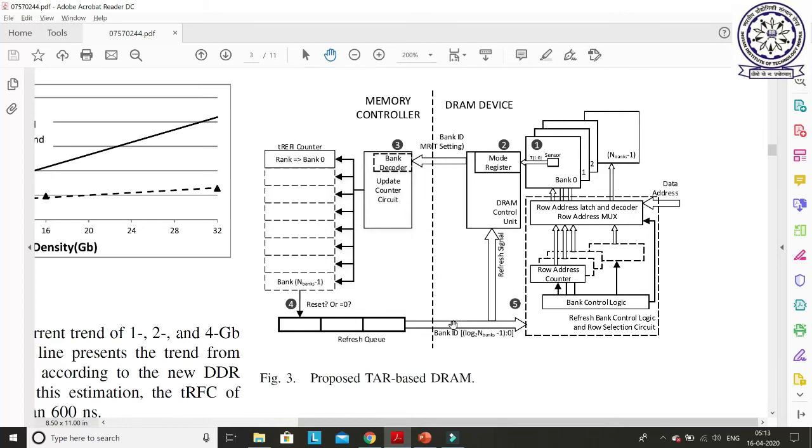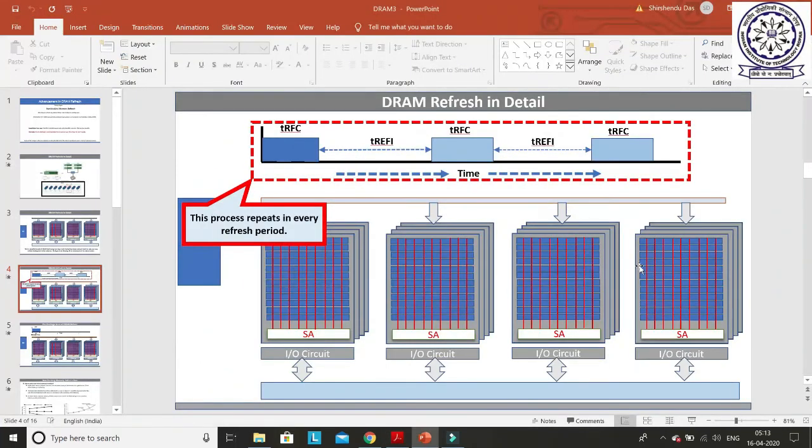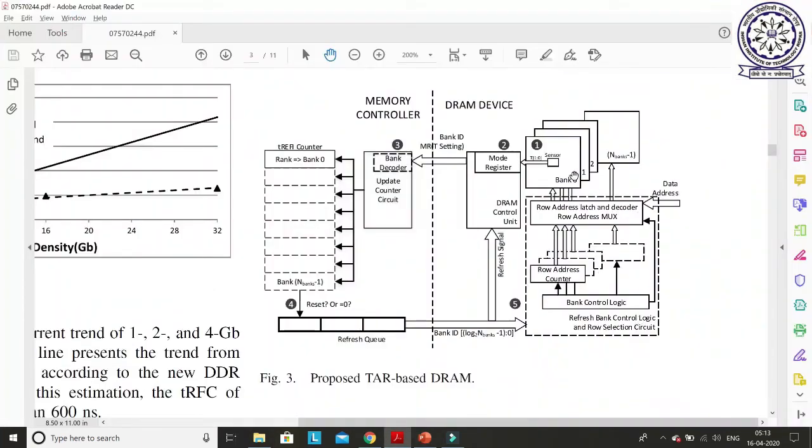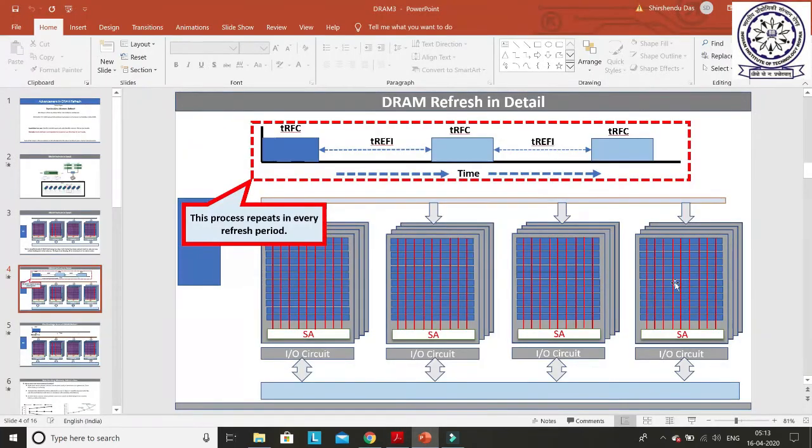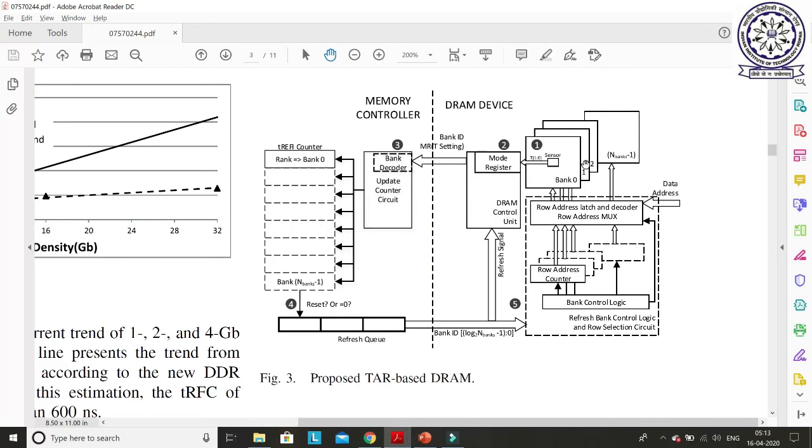Before discussing how they manage this concept of TAR, let me explain how they calculate temperature. This part is the same in this proposed paper as well as in the other baseline paper. To calculate the temperature, each bank has a temperature sensor. You can see there is a temperature sensor in the middle of each bank. Sensors are placed here also. Based on this sensor, the temperature of each bank will be measured, and that temperature will be forwarded to this mode register, where it is normally stored.